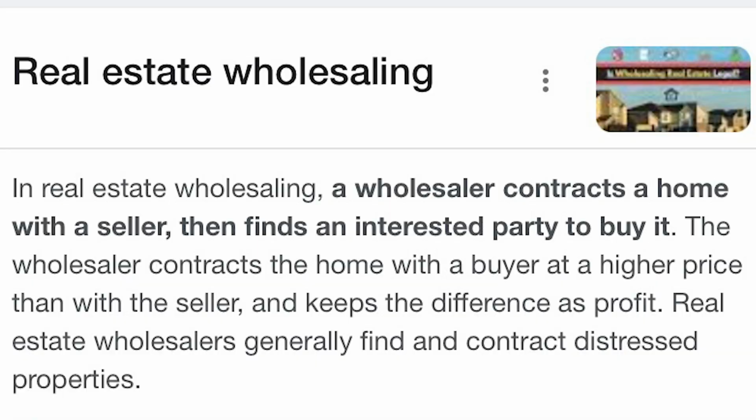What is wholesaling? In real estate wholesaling, a wholesaler contracts a home with a seller, then finds an interested party to buy it. The wholesaler contracts the home with a buyer at a higher price than with the seller and keeps the difference as profit. Real estate wholesalers generally find and contract distressed properties.